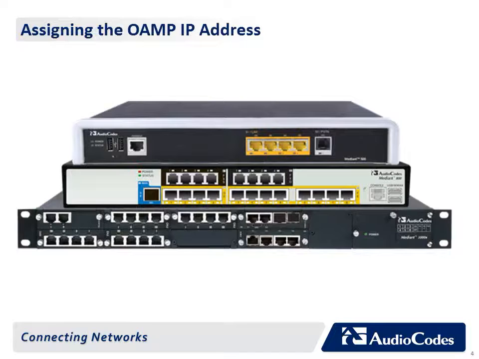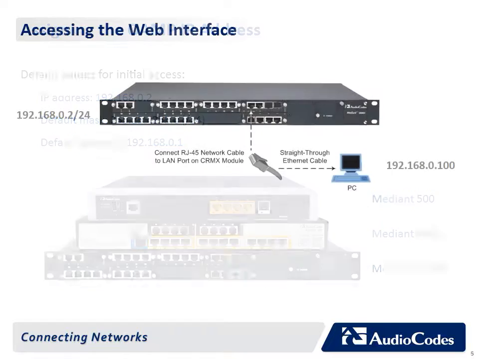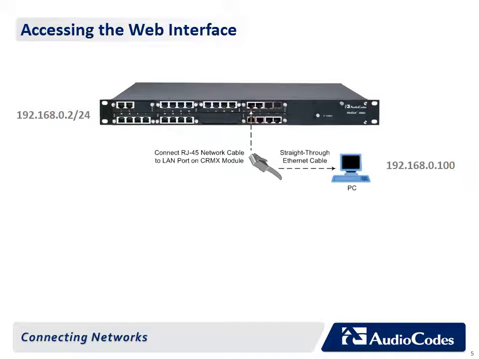The AudioCodes Mediant 500, Mediant 800B and Mediant 1000B are shipped with factory default IP networking parameters for their operation, administration, maintenance and provisioning. The default IP address for these devices is 192.168.0.2, while the default mask is 255.255.255.0. This means a prefix length of 24. And the default gateway's IP address is 192.168.0.1. To change the default IP networking parameters on your device using a web-based management tool, do the following.